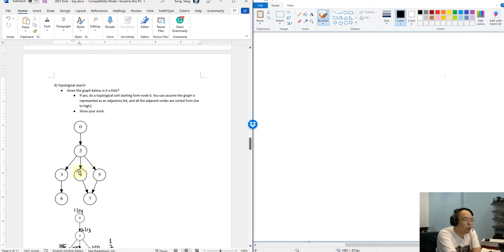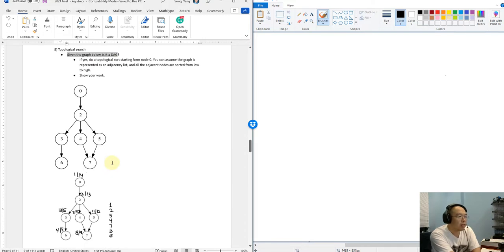You may say 2, 4, 5, and 7. Is that a circle? The answer is no, because 2 can go to 4, 4 can go to 7, but 7 cannot go back to 5, and 5 cannot go back to 2. So there's no circle here. So the answer for the first question, is that a DAG? The answer is yes.